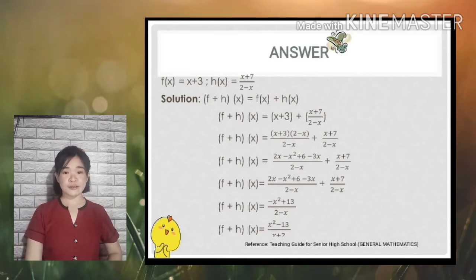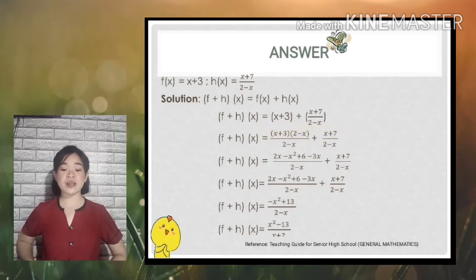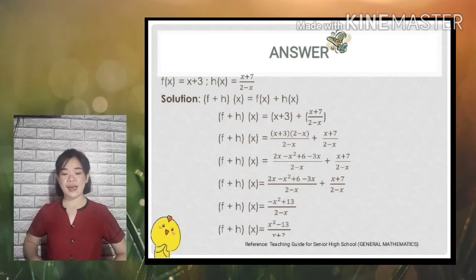x plus 3 and the h of x is equal to x plus 7 over 2 minus x. So when we substitute the value of f of x and h of x, the new equation will be x plus 3 plus the quantity of x plus 7 over 2 minus x. So this is an addition of rational expressions.